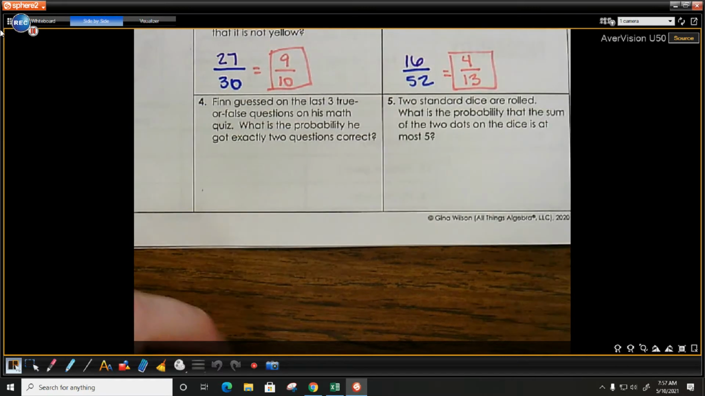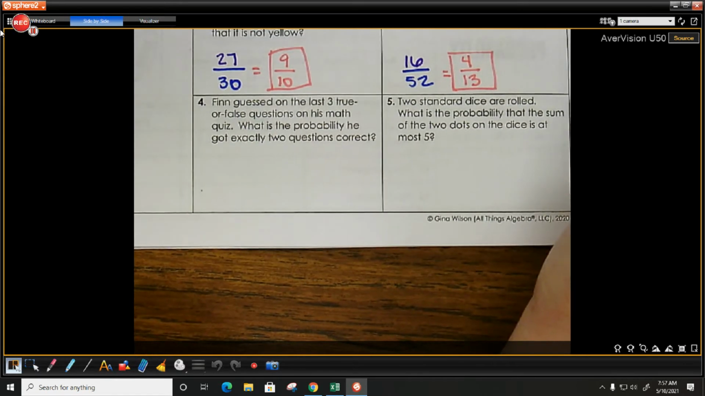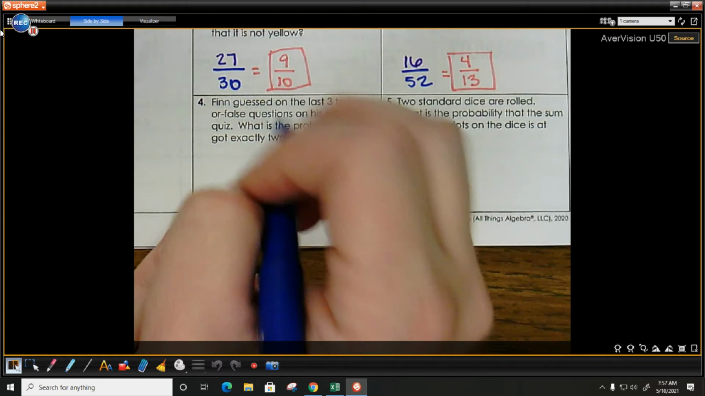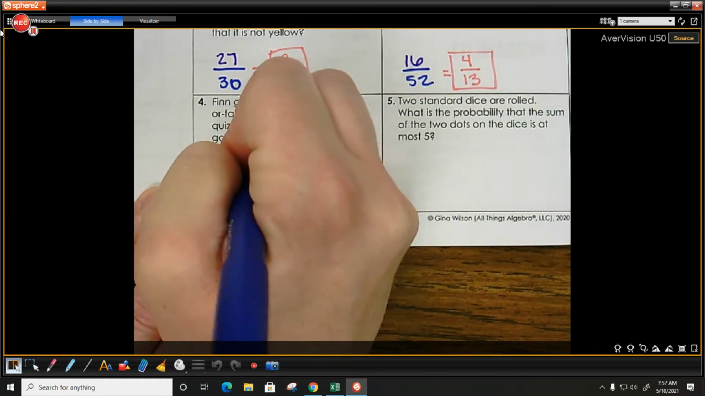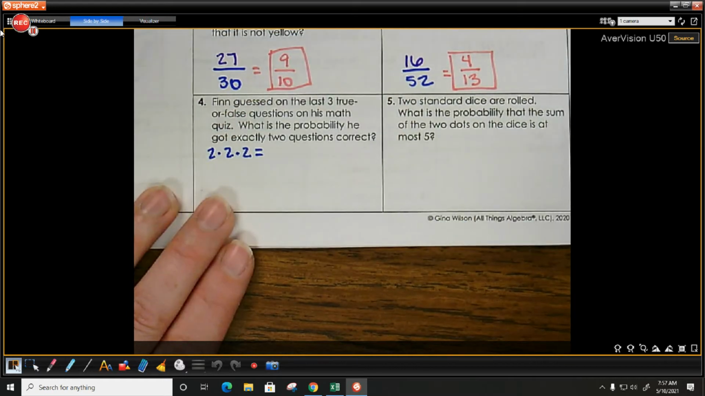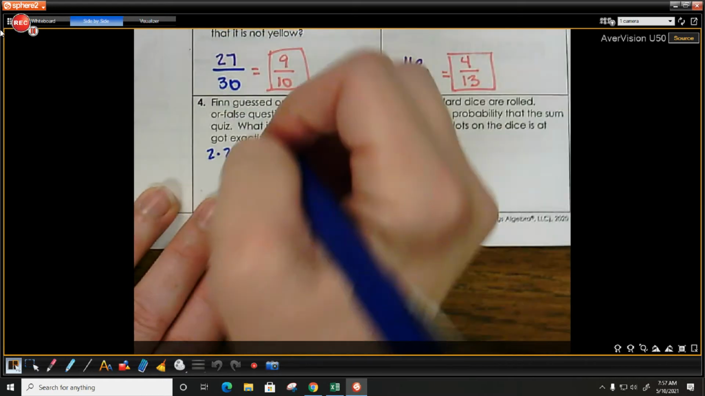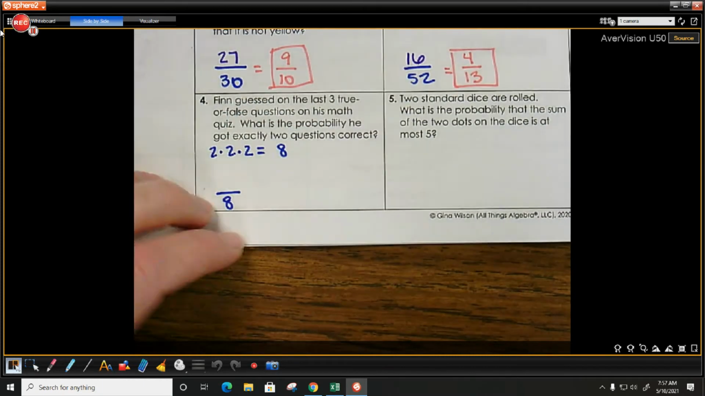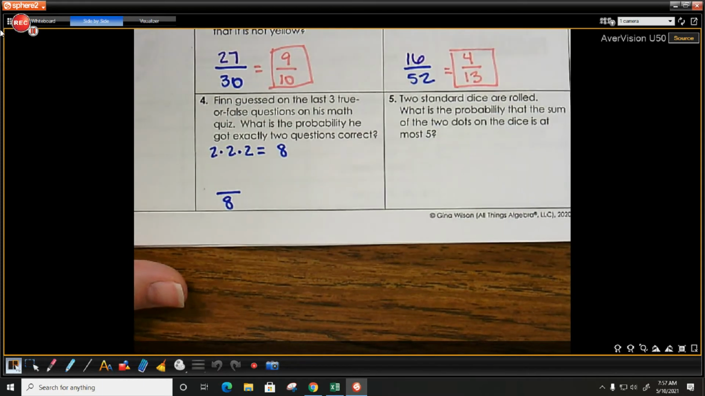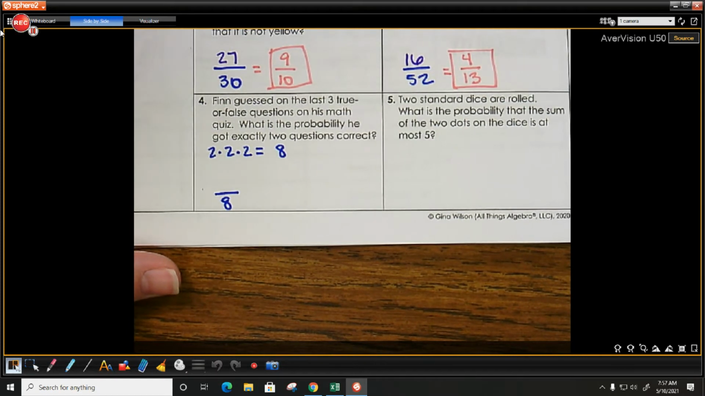How many options are there for question 1? 2. How many options for question 2? 2. How many options for question 3? 2 times 2 times 2 is 8. So it's going to be something over 8. There's 8 possible outcomes.